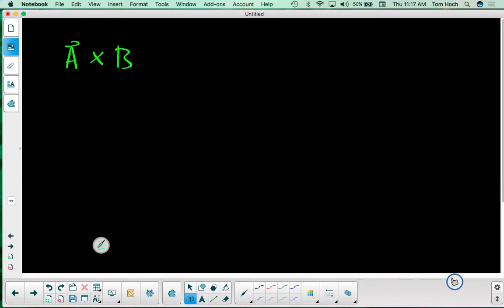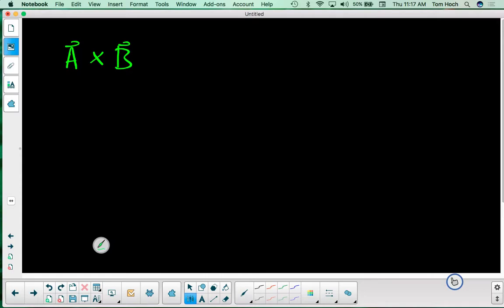A cross B. Conceptually, its magnitude is the area swept out by the two vectors. You know that word swept out? The parallelogram created by the two vectors. You got what I'm talking about?